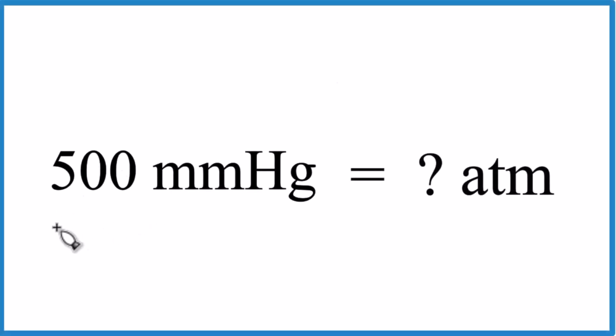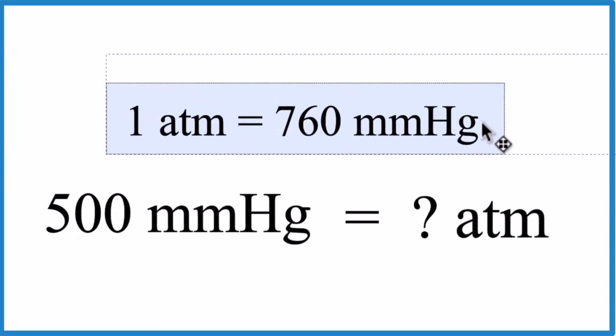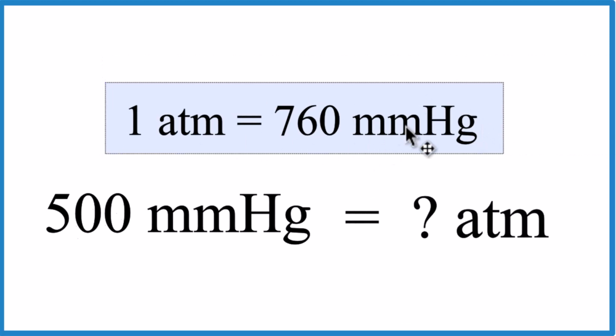So let's say you have 500 millimeters of mercury. You want to convert it to atmospheres. To do that, you need a conversion factor. So the conversion factor we'll use here, 1 atmosphere, that equals 760 millimeters of mercury. So we just need to multiply our 500 millimeters of mercury times this conversion factor up here.